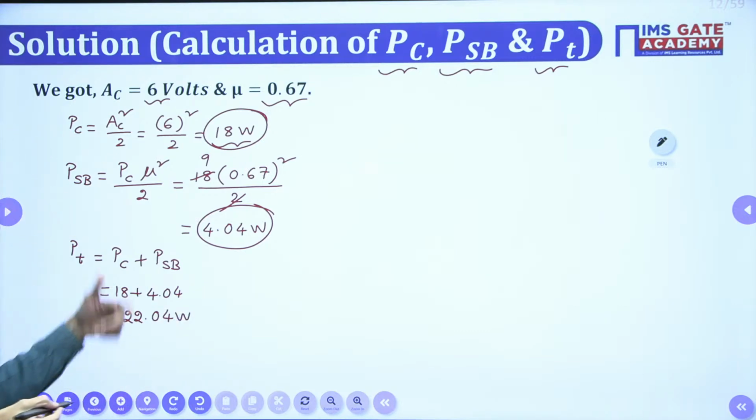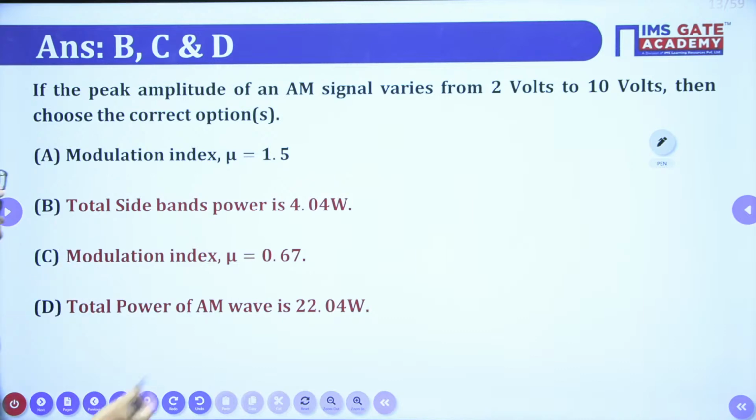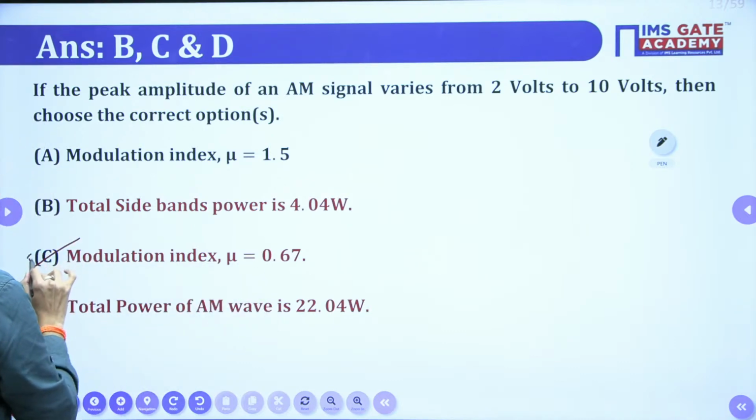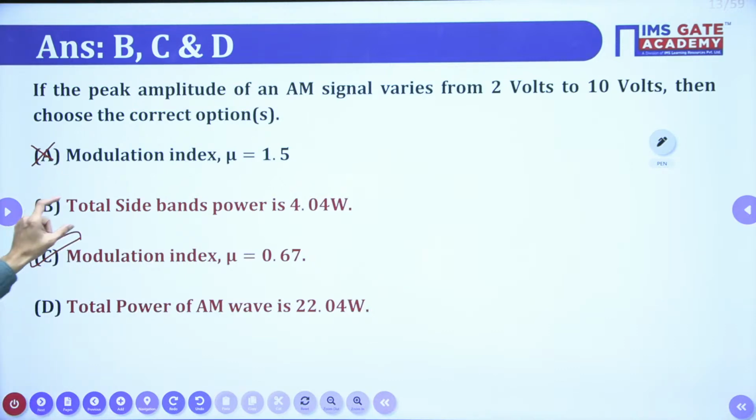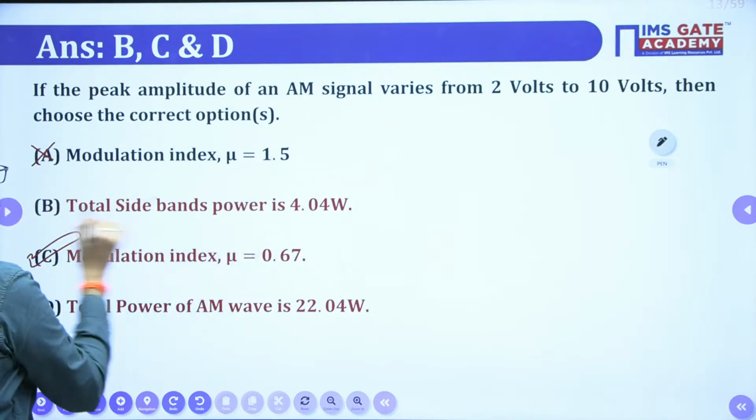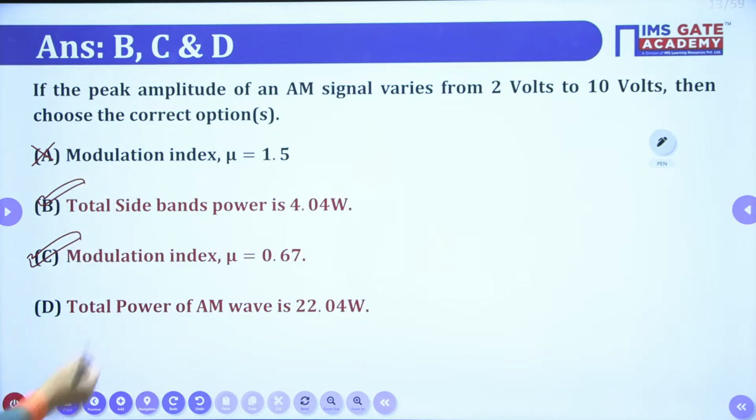So now you just check all the options. So regarding modulation index, yes, option C is correct. So that means obviously option A is not correct. So regarding total sideband power, we got 4.04. Yes, option B is correct. And then regarding total power, 22.04. Yes, option D is correct.